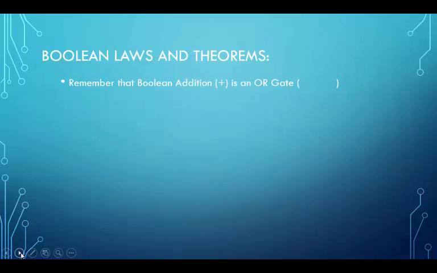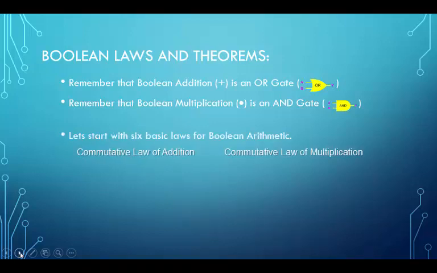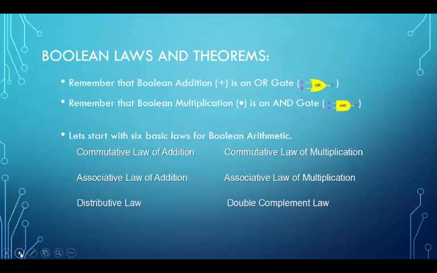Remember that Boolean addition is an OR gate, and that Boolean multiplication is an AND gate that can be represented as x and y, or simply x next to y. Let's start with 6 basic laws for Boolean arithmetic. The commutative law for addition and the commutative law of multiplication, the associative law of addition and the associative law of multiplication, the distributive law, and the double complement law.